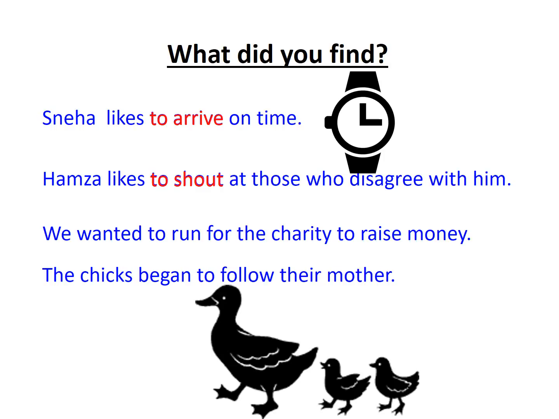With the third example though, we wanted to run for the charity, to raise money. To run is adding more detail around what we would be doing. But to raise money is an adverb phrase here. We're learning why we wanted to run. We're sharing a reason. The infinitive here has a different function to simply saying what we are doing. In the final sentence, the chicks began to follow their mother. We concentrate on the action that these chicks are doing by following their mother.